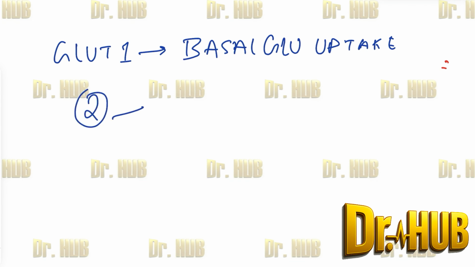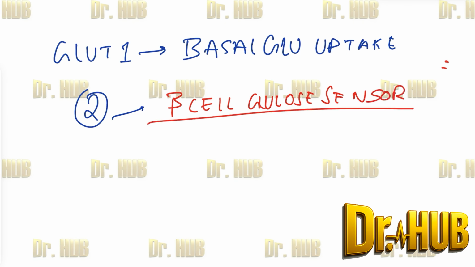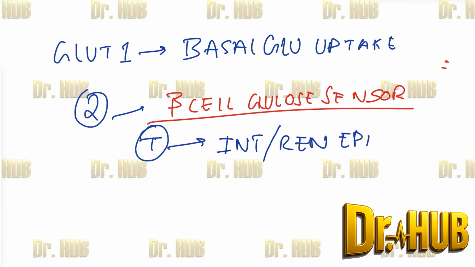Next, continuing with GLUT2, it is the beta cell glucose sensor. And this is the transport out of the intestinal and the renal epithelial cells.